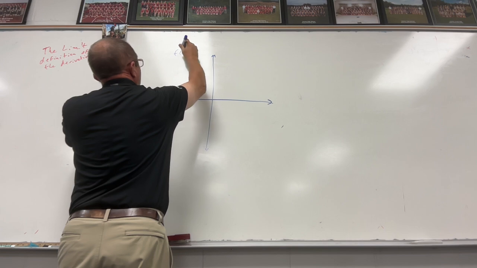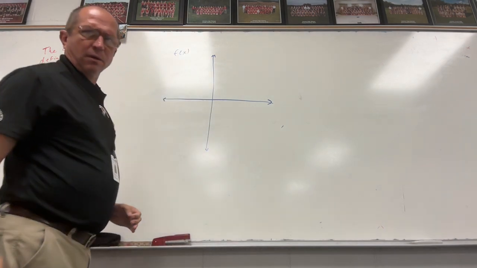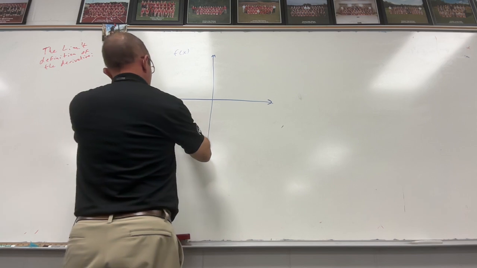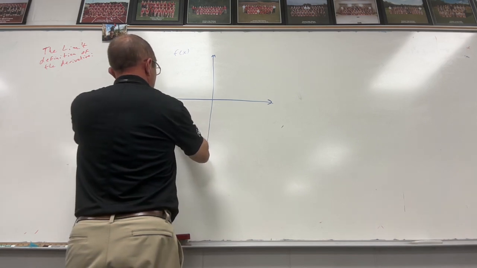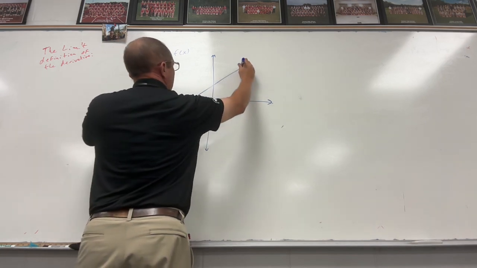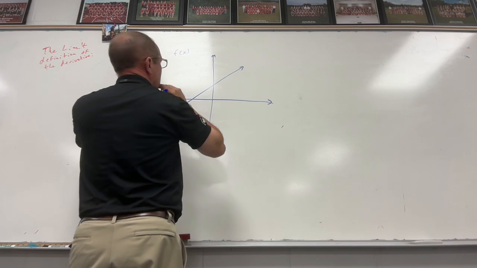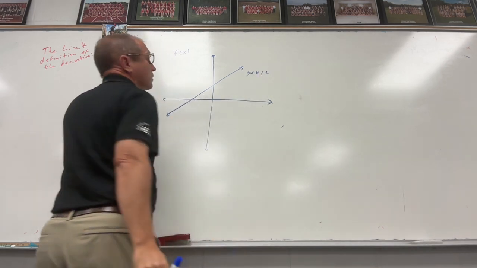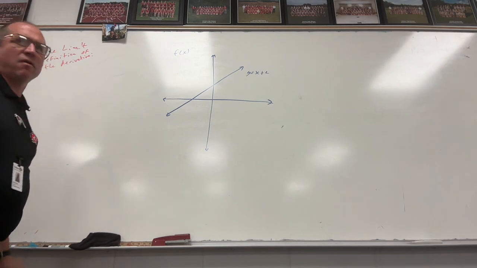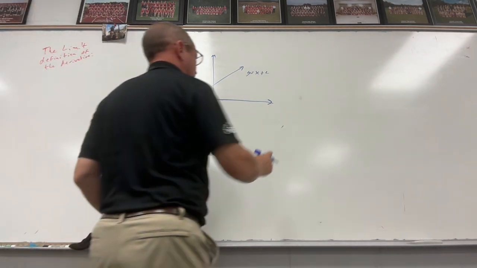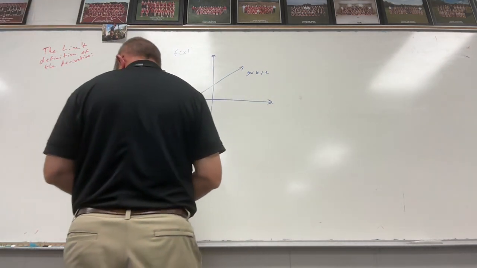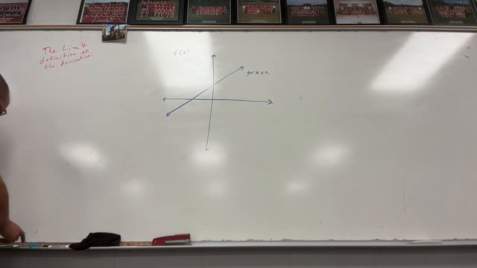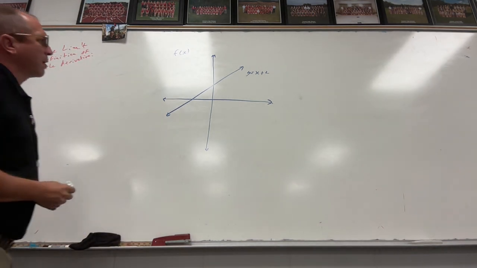So let's say that we have a graph of f of x right here. And this f of x takes on the shape of this line right here. Let's just say that this is y equals x plus 2. And we want to know what the graph of the derivative is. So we want to know what the graph of f prime of x is, or y prime.